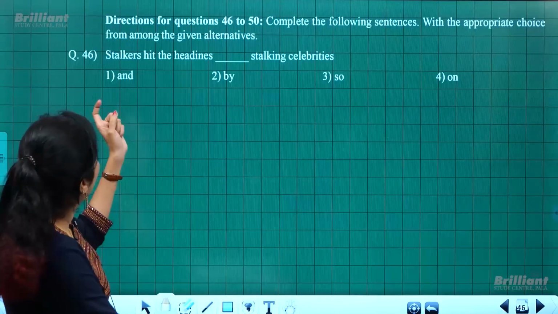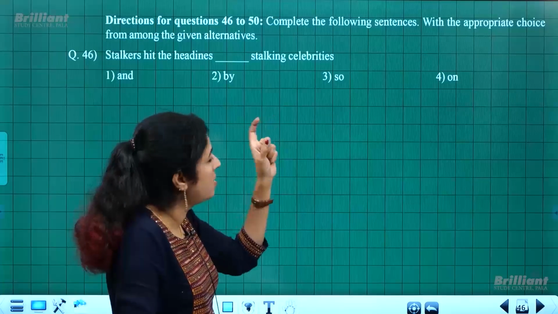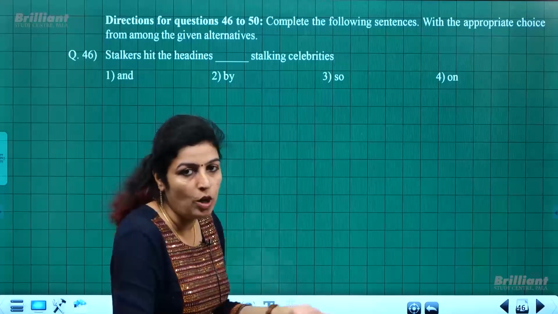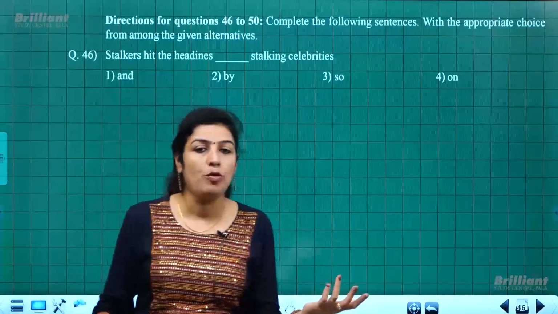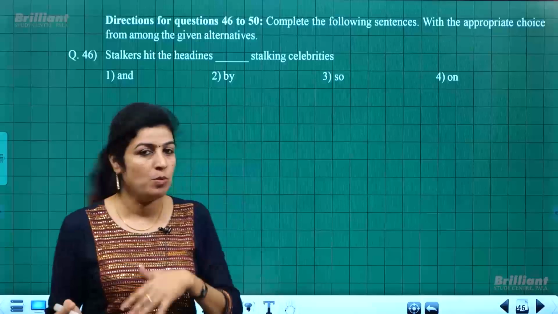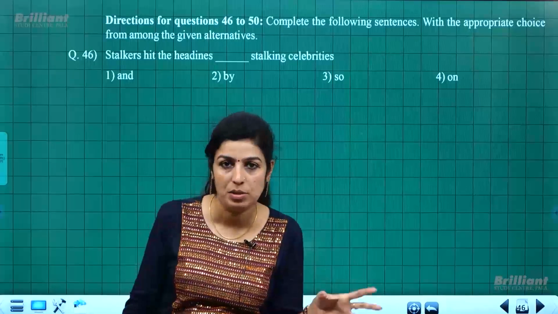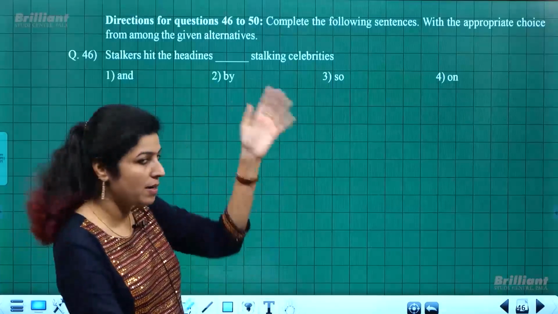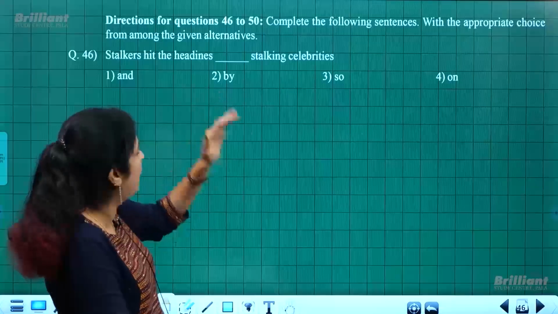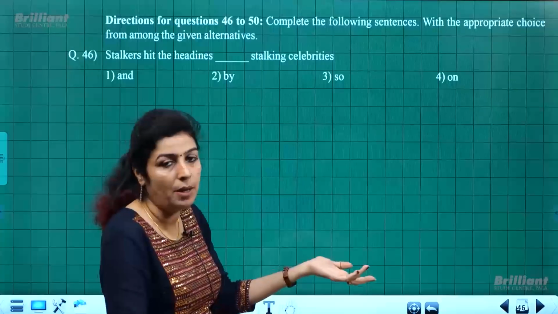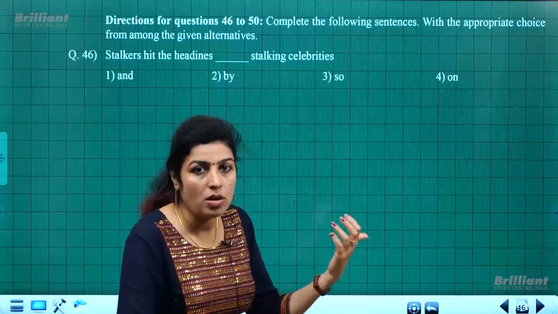Okay. Stalkers hit the headlines, dash stalking celebrities. Whom do we call stalkers? The people who follow, especially people who follow celebrities, almost pestering them or causing trouble to them, almost like a big nuisance, isn't it? So in that sense, those people are categorized as stalkers. Okay. So stalkers hit the headlines. Sometimes they become the headlines of newspapers whenever they stalk celebrities.